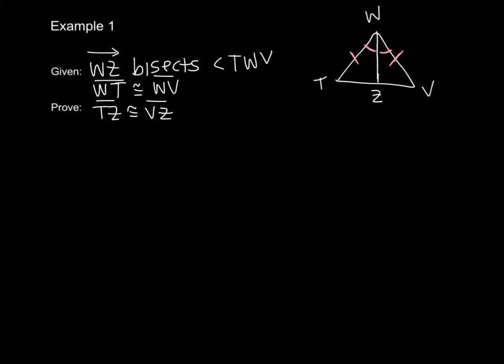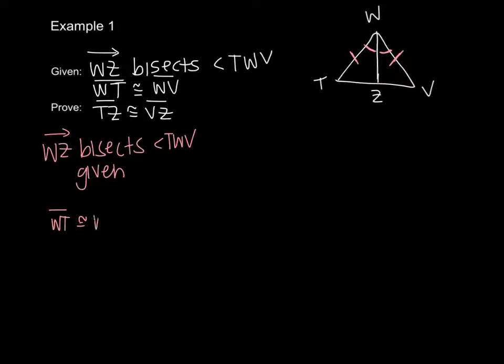So let's go ahead and start with our flow proof, okay? So I'm given that WZ bisects angle TWV, and that's because that's given to me. Okay, I'm also given that segment WT is congruent to segment WV, and that's also given to me. So with those, we also know one other thing. I know that WZ is congruent to itself. So I'm going to put that down here. WZ is congruent to WZ. And what's the property with that? Well, that is the reflexive property.